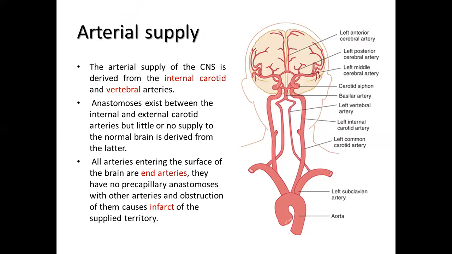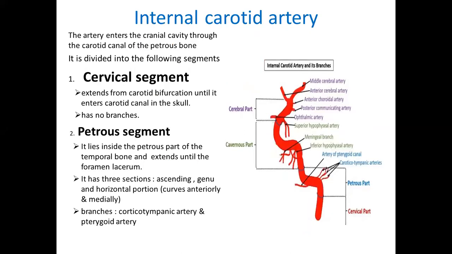There is anastomosis between internal and external carotid arteries, but little or no supply to normal brain is derived from the external carotid artery. All arteries entering the surface of the brain are end arteries. They have no precapillary anastomosis, and obstruction of them causes infarction of the supply territory.